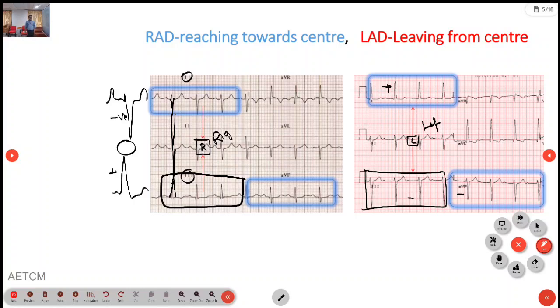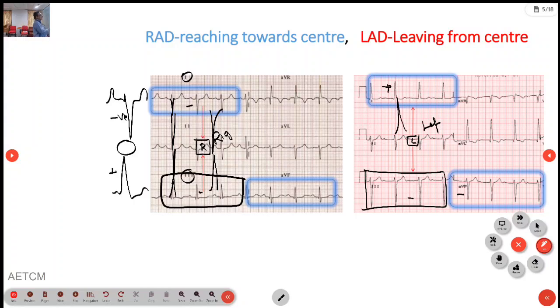The easiest way to identify right axis and left axis is in 1 and 3. AVF also can be taken. 1 and AVF or 1 and 3. They are reaching towards center. The QRS morphology is predominantly negative here, positive here. If you draw like this, it will be reaching towards center, whereas this QRS is leaving away from the center.